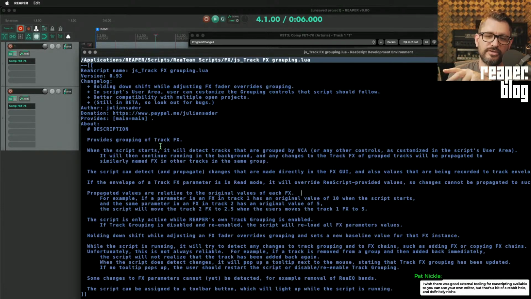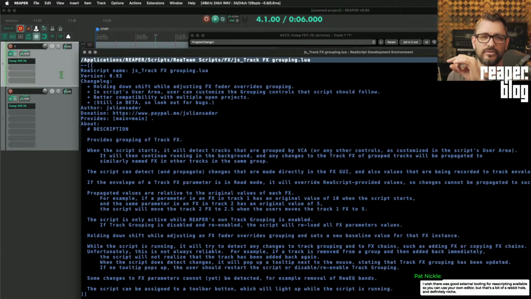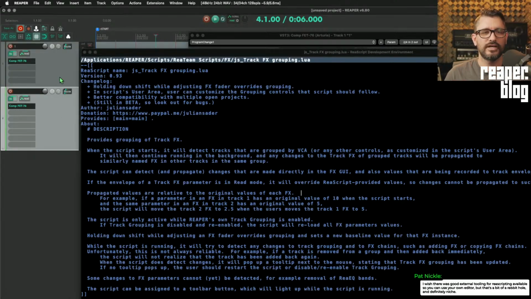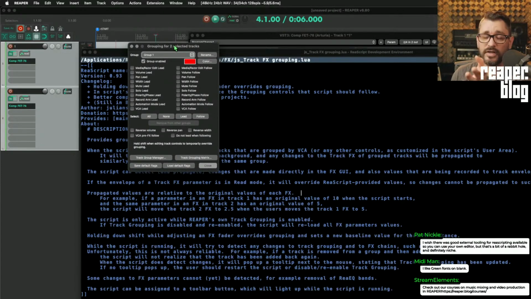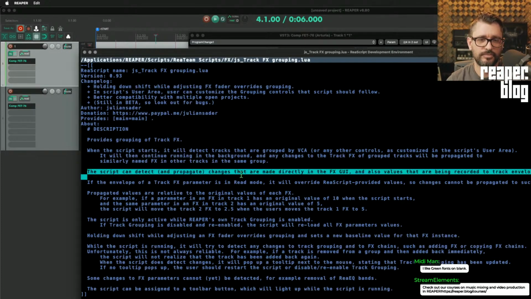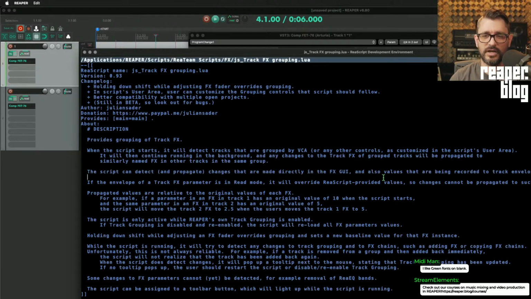You group the tracks together, and then plugins that have the same name will be controlled together. Reaper's built-in track grouping does not have effects as something that can be controlled through grouping. Other DAWs do have that. Pro Tools has a pretty good system for that, for example, and I don't know about the other DAWs, but Pro Tools definitely does. The script can detect and propagate changes that are made directly in the effects UI, and also values that are being recorded to track envelopes of effects parameters.